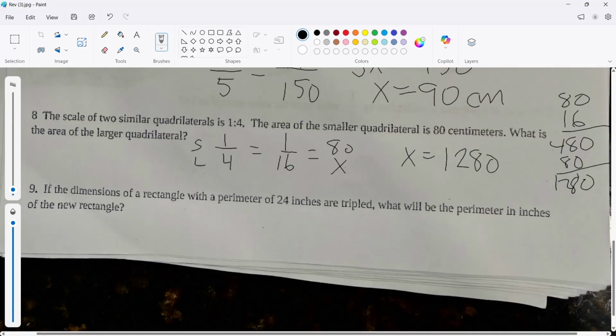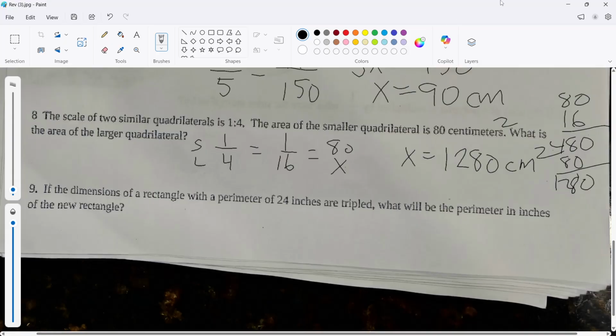1,280. Well, wait a minute. The area of the small quadrilateral is 80 centimeters, I guess 80 centimeters squared, so it's 1280 centimeters squared. Let me make sure I did that right. Yeah, 1:4 is 1:16. The smaller is 80. Yep, it's 16 times bigger, so 80 times 16. 6 times 0, 6 times 8 is 48. 1 times 0, 1 times 8 is 8. 1280. Yeah, 1280 square centimeters, not centimeters.